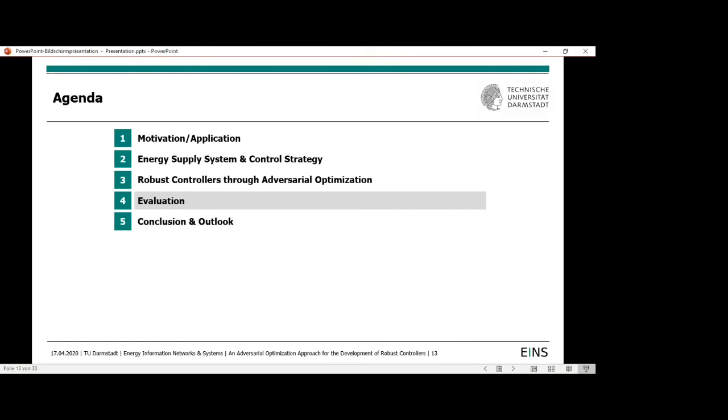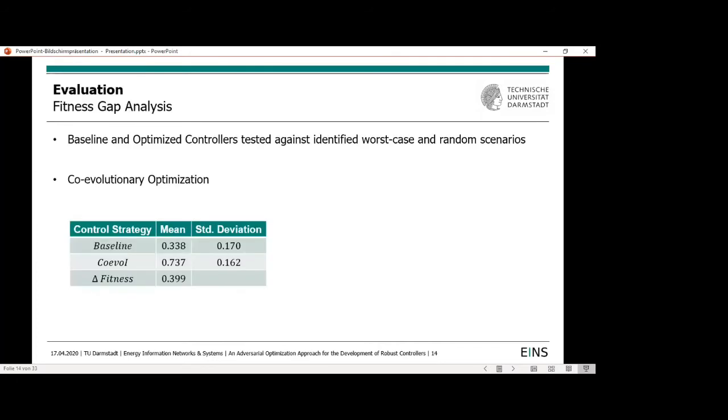Moving further to the evaluation, I will now give an overview of the performance evaluation. For this purpose, first a fitness gap analysis is done, where a baseline controller and optimized controllers are performed and compared, and both are tested against identified worst cases over the whole optimization run and random scenarios. The baseline controller is based on previous work at the Honda Research Institute and is a standard controller approach for our use case.